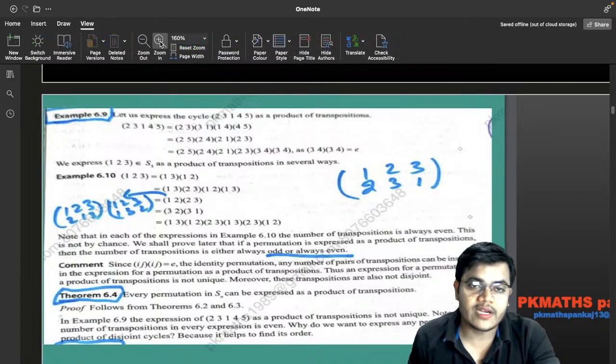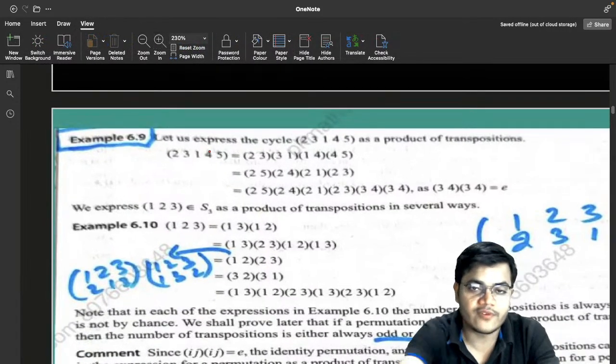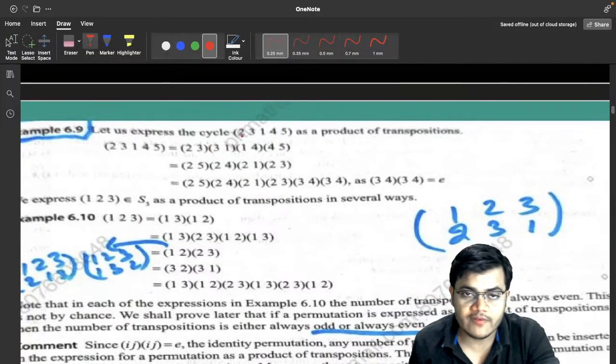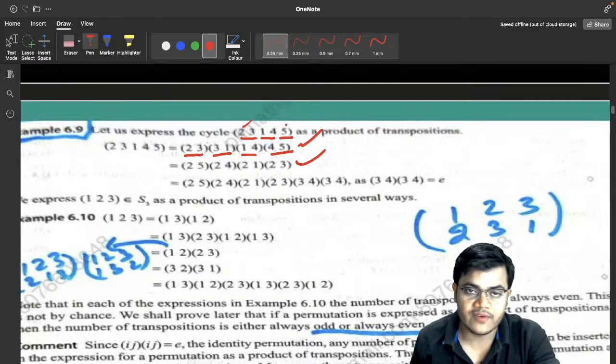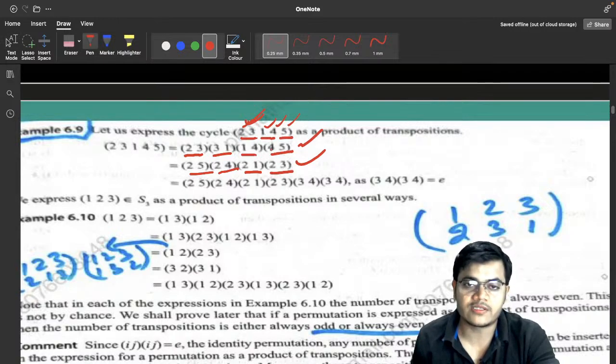If you are given a cycle (2 3 1 4 5), and you have to write it as a product of transpositions, then certainly you will write (2 3)(3 1)(1 4)(4 5). And you can also write it in this way. You can take the first and last one, (2 5), and 2 with 4, and 2 with 1, and certainly 2 with 3. So this is also a product of transpositions.